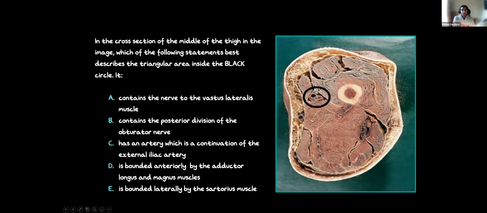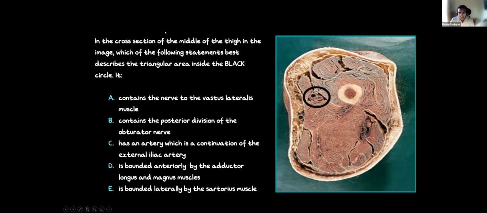All right, cross sections. Look, if you ask me to name all the muscles here, I wouldn't have a clue. It's quite difficult. But again, you could use a process of deduction to figure this out. But for this question, you don't need to. In the cross section of the middle of the thigh, in the image with the following segments, best describe the triangular area inside the black circle.